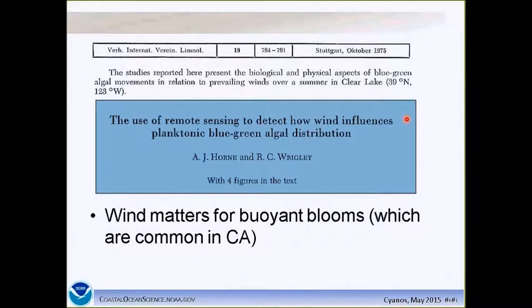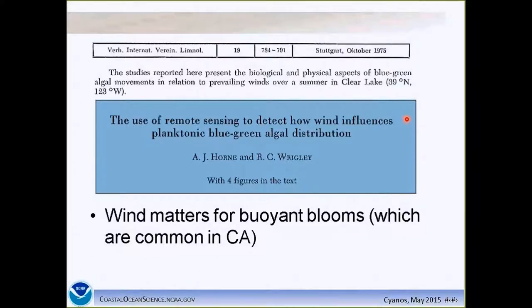Wind matters a lot, and this is rather interesting. Clear Lake had blooms for a while, at least 40 years, and some early work was actually done on remote sensing in Clear Lake from aircraft. And I have two papers referenced, but the Bob Wrigley, who I actually knew, he was at NASA Ames, actually arranged to fly over there back in the early 70s with Professor Horn, who's at Berkeley.